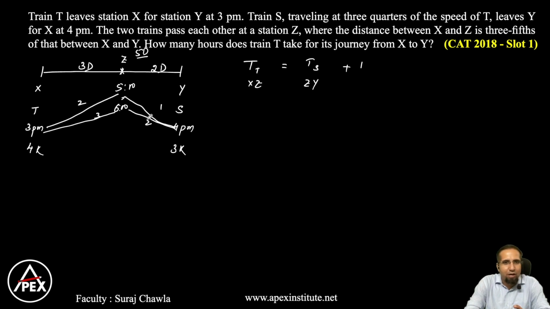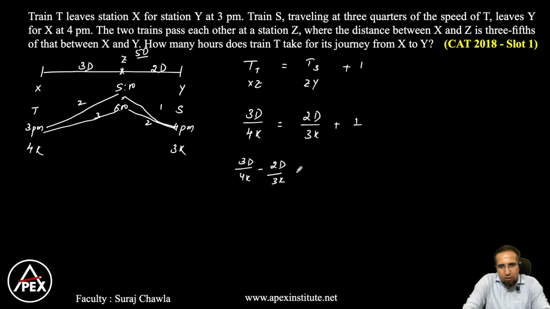Clear? So if the time gap is 1 hour, then the time taken by train T to cover XZ, that is 3d by 4k, is equal to the time taken by S, that is 2d by 3k, plus 1 hour. So we simplify: 3d by 4k minus 2d by 3k is equal to 1. The LCM becomes 12k, and this is 9d minus 8d, so d by 12k is equal to 1. This is what we get.